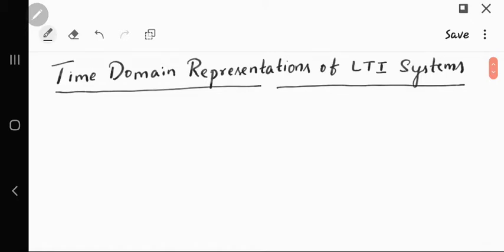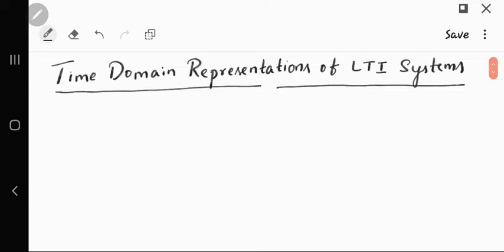Hello students. Today I'm going to discuss time domain representations of LTI systems. In the second module we covered the properties of a system, that is linearity, time invariance, causality, memory, stability, and invertibility. So the next topic is time domain representations of LTI systems. LTI represents a linear time invariant system. That means the system will possess linearity and time invariance properties.